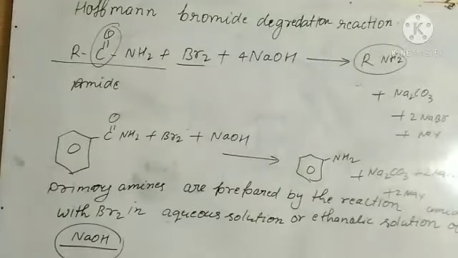Okay students, so today we have discussed this. Let us see one more time the Hofmann bromamide reaction. In this Hofmann bromamide reaction, aqueous bromine is made to react with amide, and that gives primary amine, in ethanolic solution of NaOH.